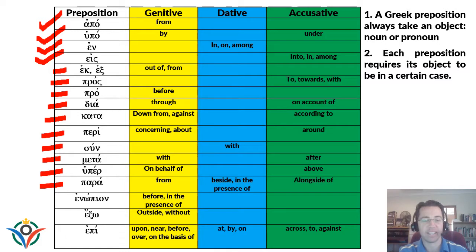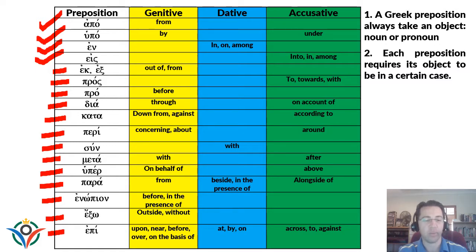Para can take its object in all three cases. With the genitive, we translate it as from, the dative beside and the presence of, and the accusative alongside of. Then enopion, in the genitive, is before or in the presence of. Then we have exo, which takes its object in the genitive case and is translated as outside or without.